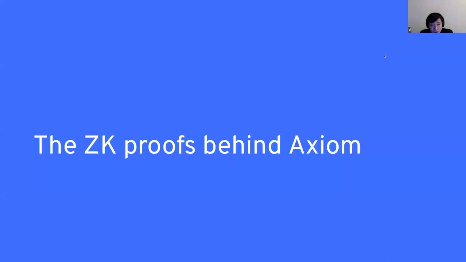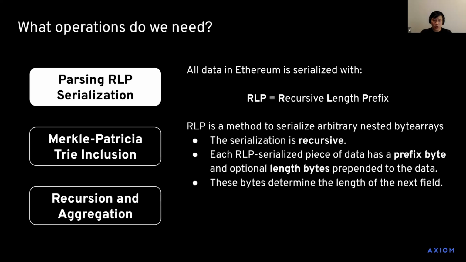All right, so for the last part of this presentation, I just wanted to talk through a little bit of background on the ZK technology that we're actually using to make Axiom possible. So I want to talk through what are the actual operations that we need to prove Ethereum history. For us, there are three big parts, and we're building all of these using libraries in Halo 2. The three steps are essentially RLP serialization, Merkle-Patricia trie inclusion, and then recursion and aggregation. So let me talk through them in sequence.